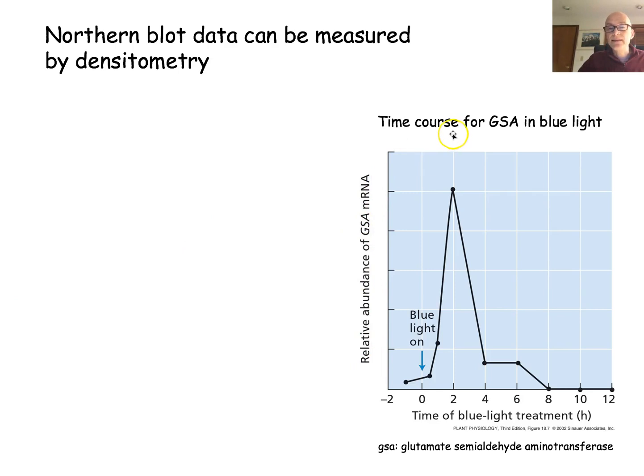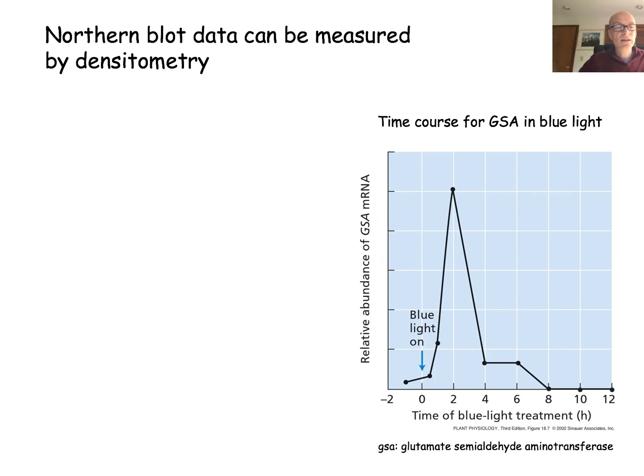So for example, in this case, this is a time course for the GSA gene that we had in the previous slide. In the previous slide, we had different light conditions. Here we have different time conditions, right? It's all in blue light. At 0 time, the blue light was turned on, and you can see that this gene is very rapidly induced by light. And at 2 hours, it has its maximum, and then at 4 hours, it's already almost off. At 8 hours, it's completely off. So this tells you something about the time course activity of this particular gene, of one particular gene shown in a densitometer type analysis coming from RNA blots.